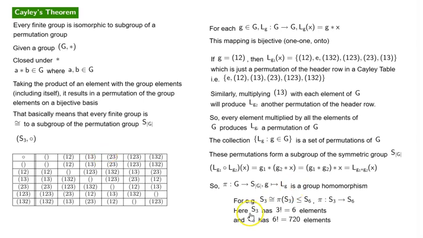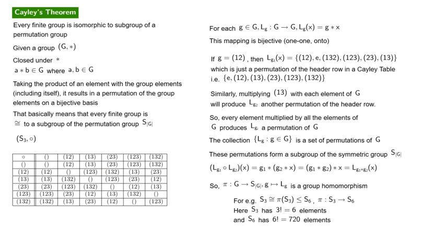So in the case of S3, we have S3 is isomorphic to pi of S3, which is a subgroup of S6, where pi maps S3 to S6. But remember, S6 has 720 elements, whereas S3 has only 6 elements. So this is not going to be onto. There will be lots and lots of elements in S6 which will not be mapped from S3. So that is why we are saying that pi of S3 is a subgroup of S6.